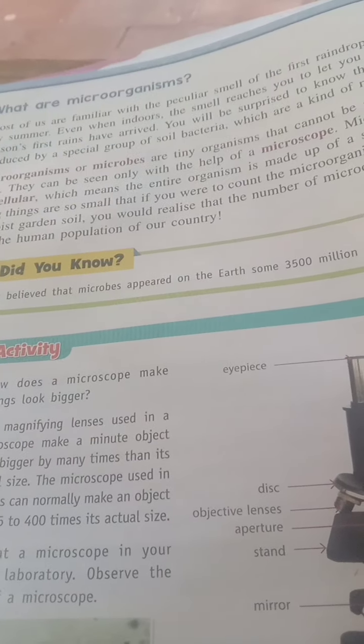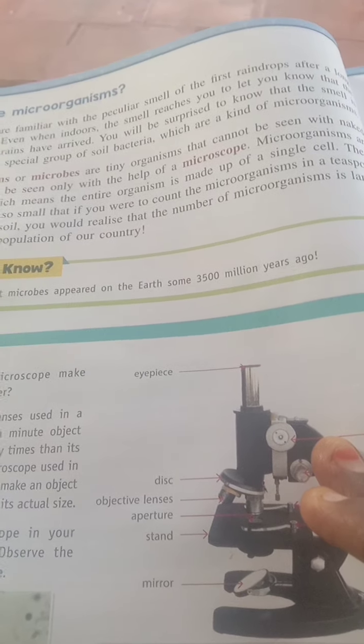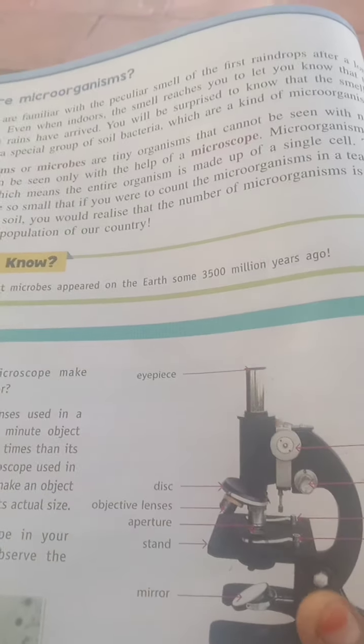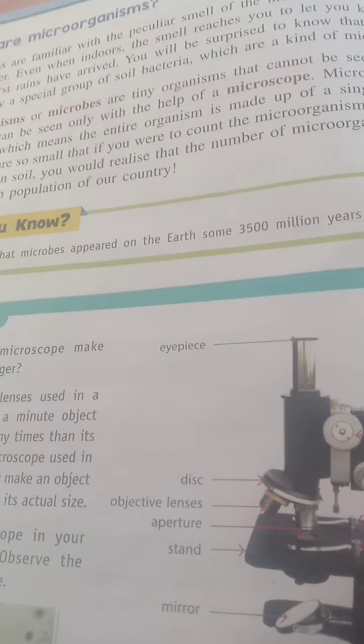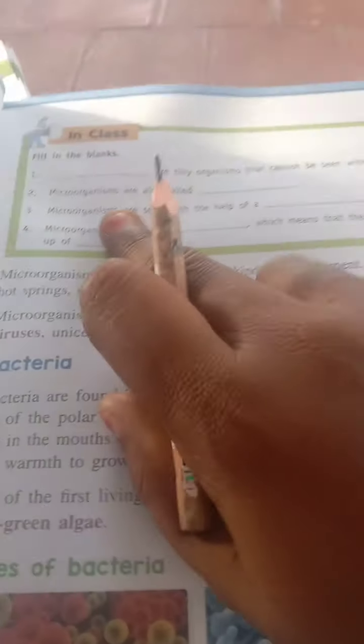What is the use of a microscope? When you keep a small object under the microscope, its image is multiplied. This is the stage, where the object is kept. The microscope magnifies the image. Next one is filling in the blanks.